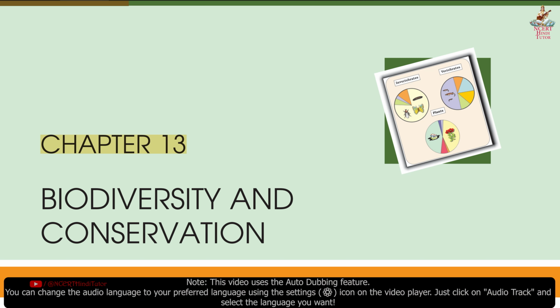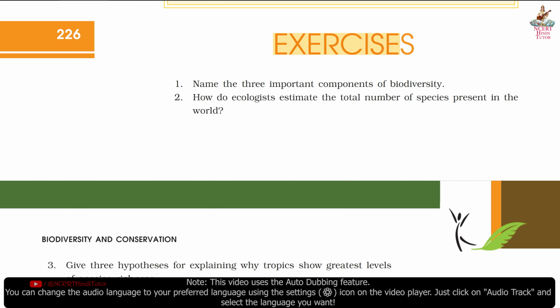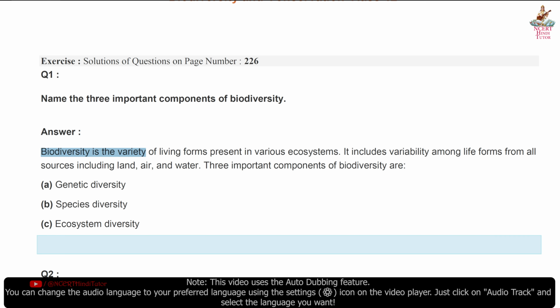Chapter 13 Biodiversity and Conservation Question Answers from Class 12 Subject Biology. Exercises Question 1: Name the three important components of biodiversity. Answer: Biodiversity is the variety of living forms present in various ecosystems. It includes variability among life forms from all sources, including land, air, and water.